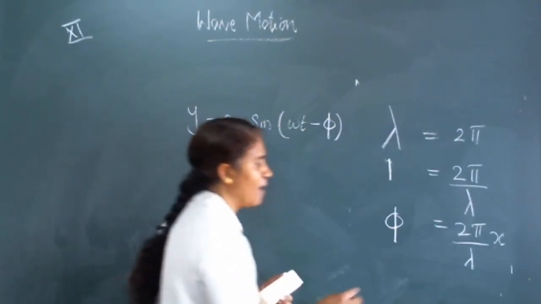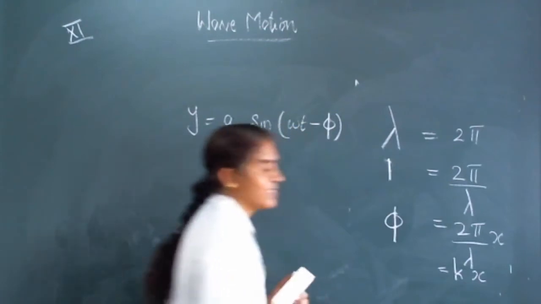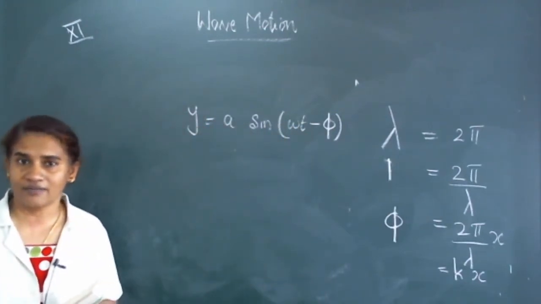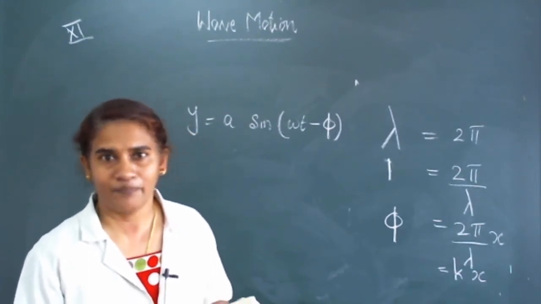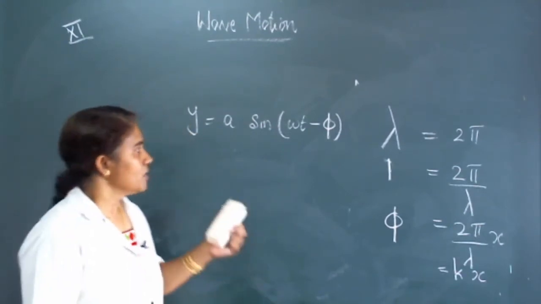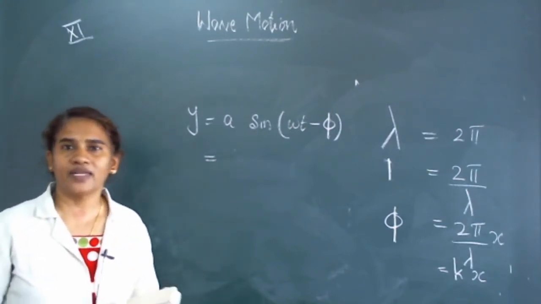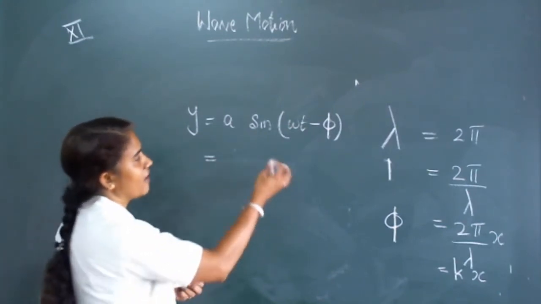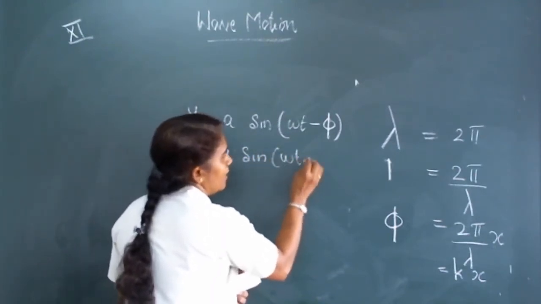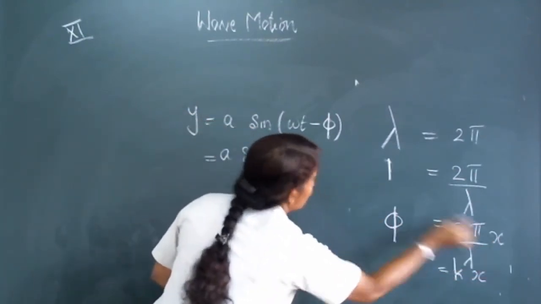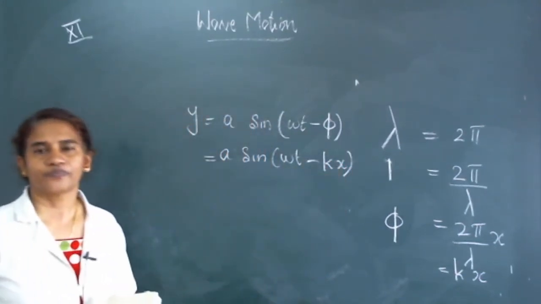For 2 pi by lambda, one term we have studied is k. In SHM we studied that 2 pi by lambda can be written as k. So when we write y equals A sin(omega t minus phi), we can write phi equal to k into x. So we can write k into x.